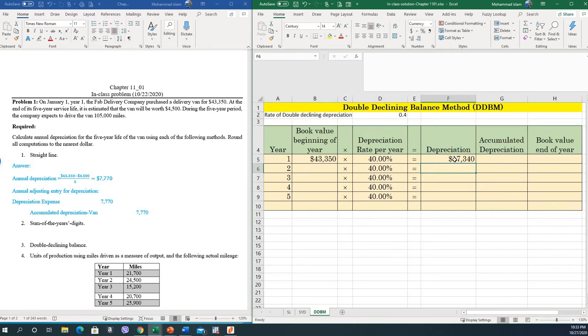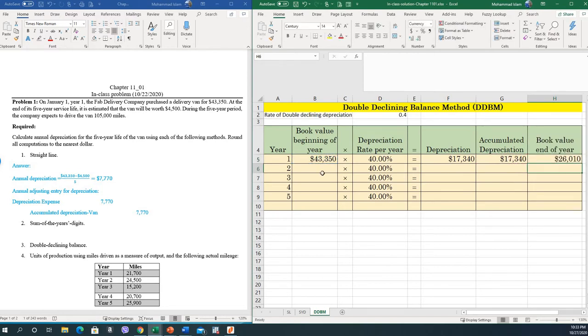And the depreciation would be the book value multiplied by percentage of depreciation, so that is equal to 17,340. So accumulated depreciation would be just this one. Okay, this one, and the book value at the end of the first year would be equal to beginning book value minus accumulated depreciation.